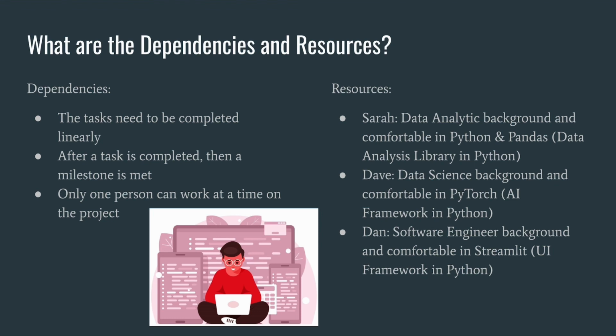Sarah will be working on the data processing task as she has a data analysis background and is very comfortable in the Python library Pandas. Dave has a data science and machine learning background and is very comfortable in PyTorch, so he will go ahead and do the data modeling phase. Dan is a software engineer who is very comfortable in this framework called Streamlit, which can create user interfaces for data science projects.